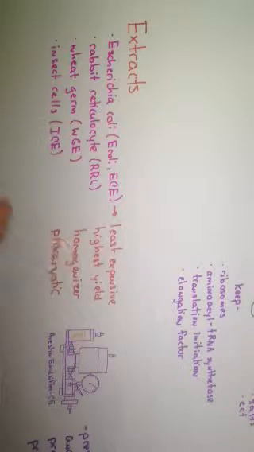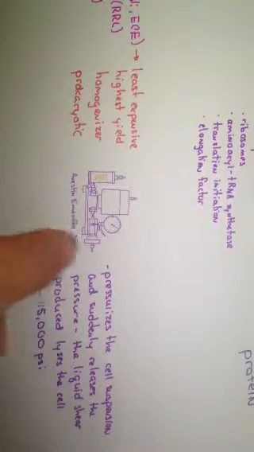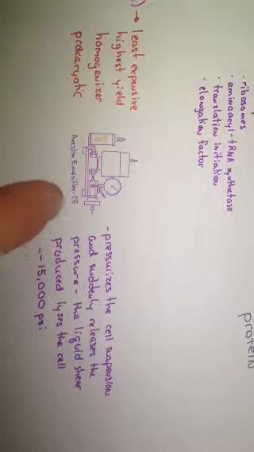And to lyse it or break it apart, you use a homogenizer. This is a sample of one way you can break it apart. What it basically does is it pressurizes the cell substance very quickly, and then it stops. It releases the pressure super fast, and when that happens, it lyses all the cells.